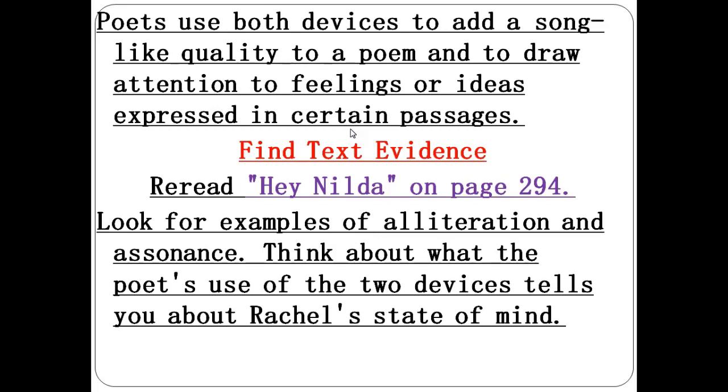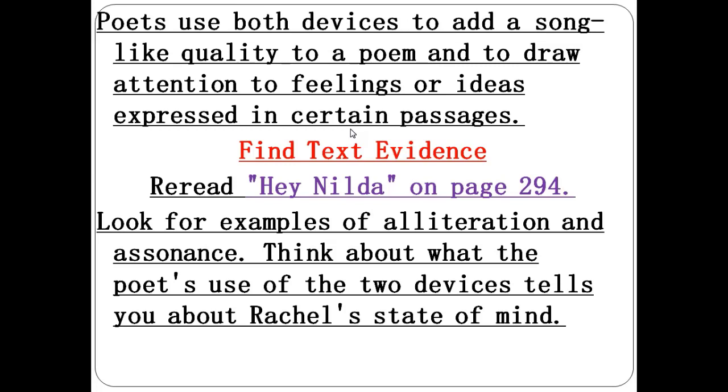Because it creates a song-like quality, a song-like atmosphere. So it brings beautification, it brings further charm, it further increases attraction, and it makes it more convincing and appealing to the reader. That's why the poet does need to use both devices, alliteration and assonance. These are very much important in poetry.